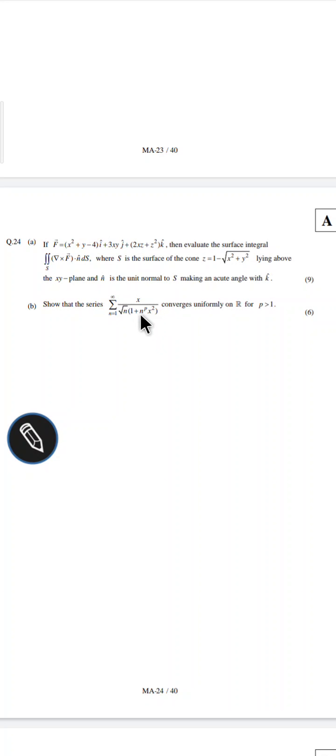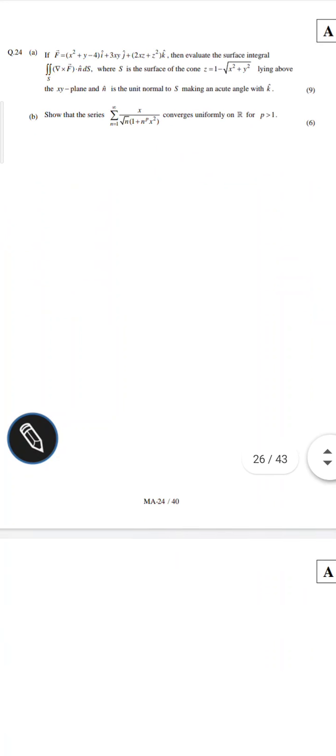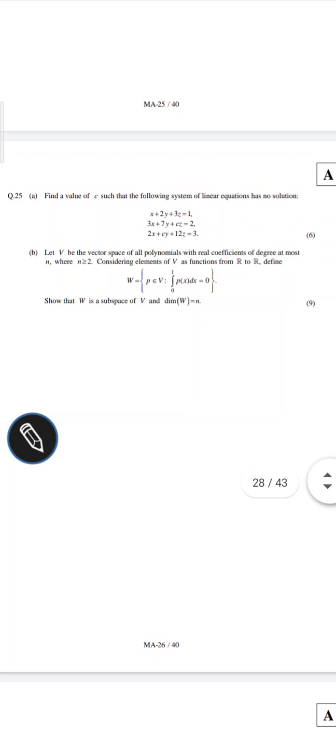1 plus n raised to p x square. Don't know, man. Why is this converging? How is this? Can I use the comparison test with n raised to p? Then this will be, I don't know. Find the value of c such that, yeah, this is easy.